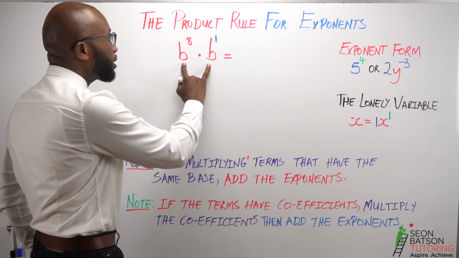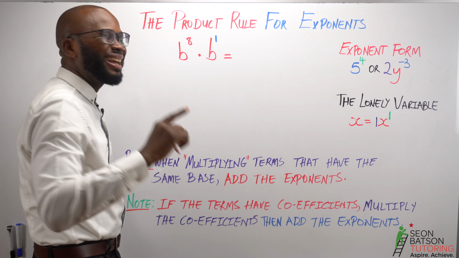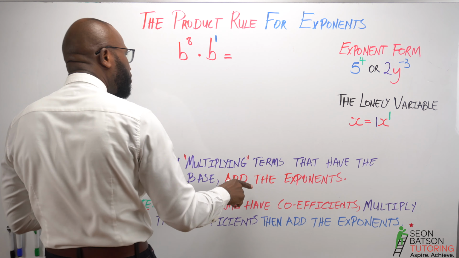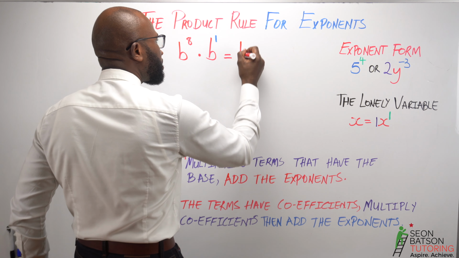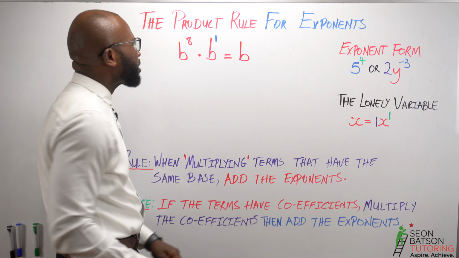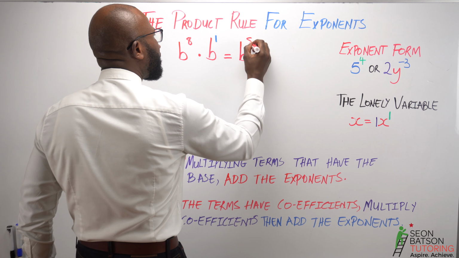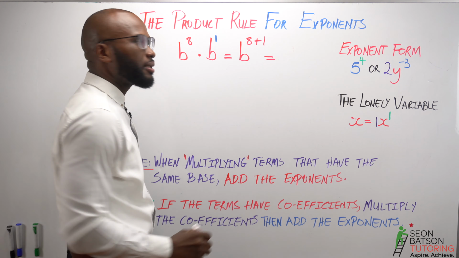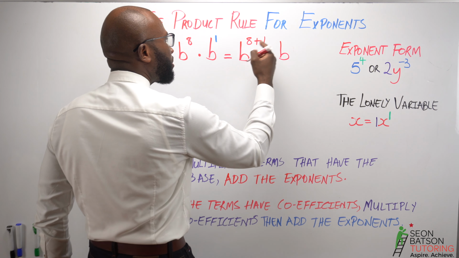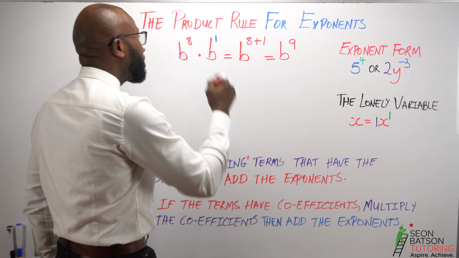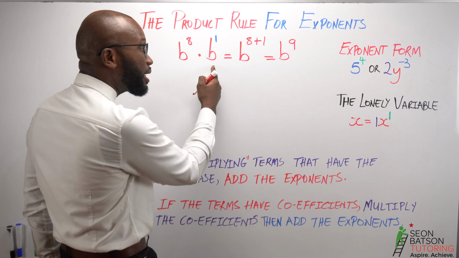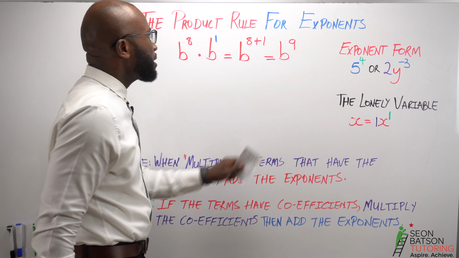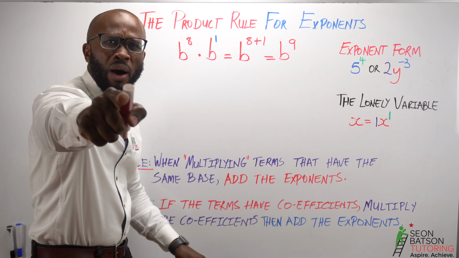Again, we are multiplying terms that have exponents and the same base. Therefore, we can use the product rule. The base stays the same, never touch the bases. And we will add our exponents. Yes? So we will get b, 8 plus 1 is 9. So b to the 8th power times b, or b to the 8th power times b to the 1st power is equal to b to the 9th power.